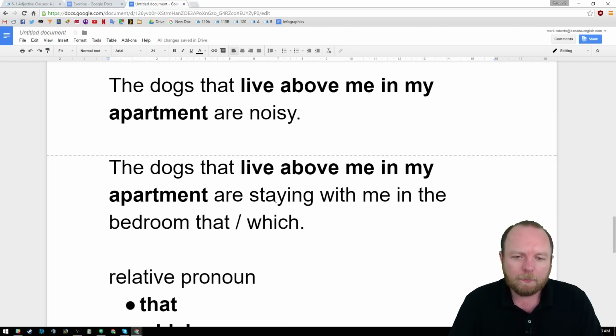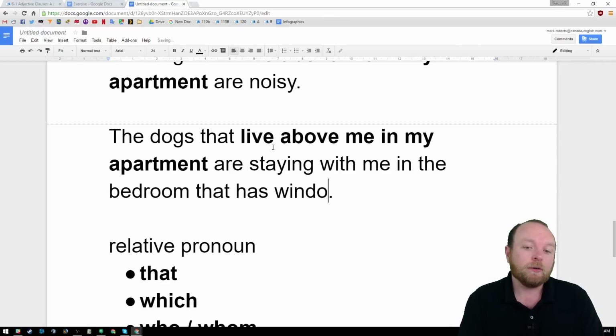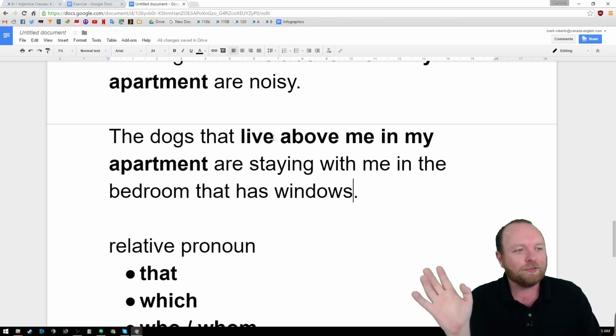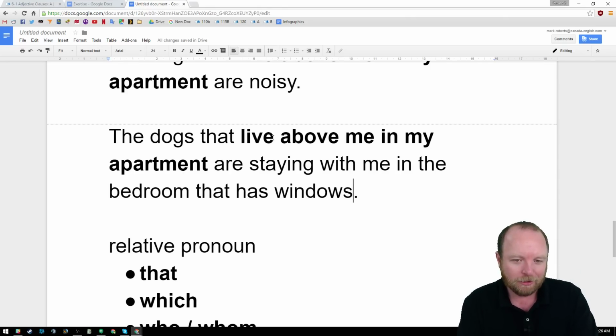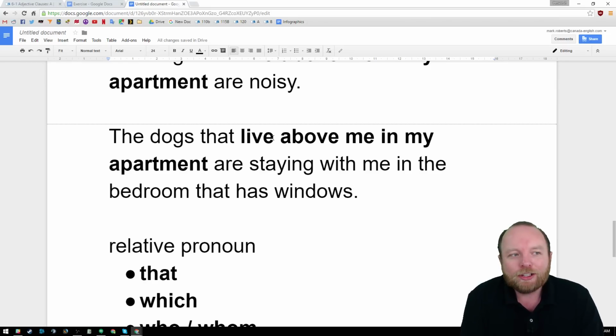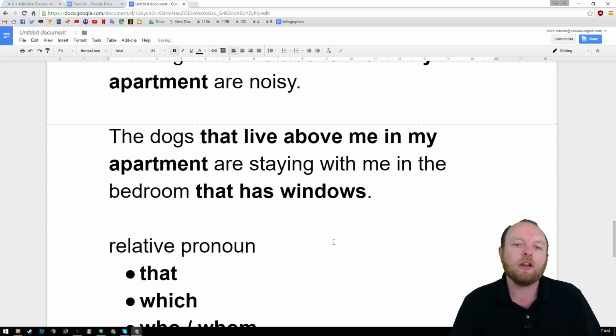The dogs that live above me in my apartment are staying with me in the bedroom that has windows. I don't know, because I don't want the dogs smell bad. So one bedroom doesn't have windows and one bedroom has windows, right? So I have to define, I have to explain which one has windows, okay? The dogs that live above me in my apartment are staying with me in the bedroom that has windows. So yeah, we have a sentence with 2 adjective clauses. How's that, Norlene? Is that okay?